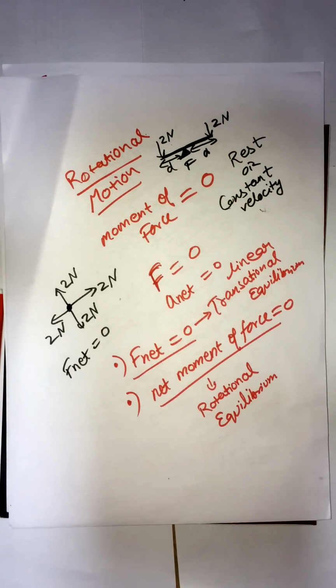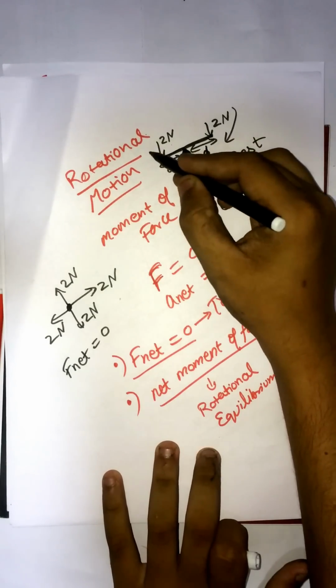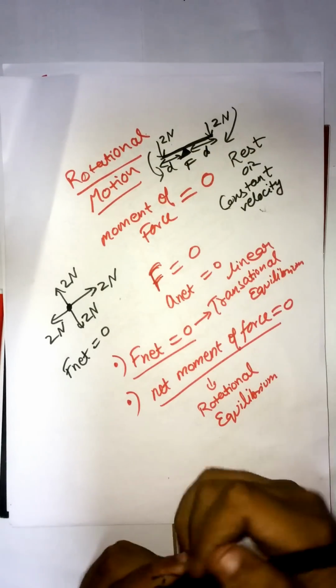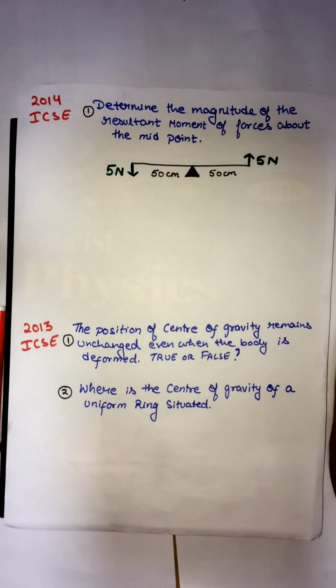So what will be the moment of force from this side? 2 Newton into D, like this, and over here 2 Newton into D. That means the net moment of force is 0. So that's what all about equilibrium is. Okay. Let us go to ICSE 2014.